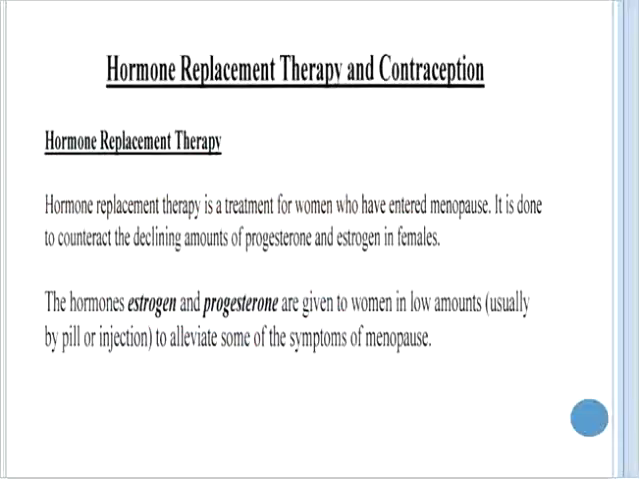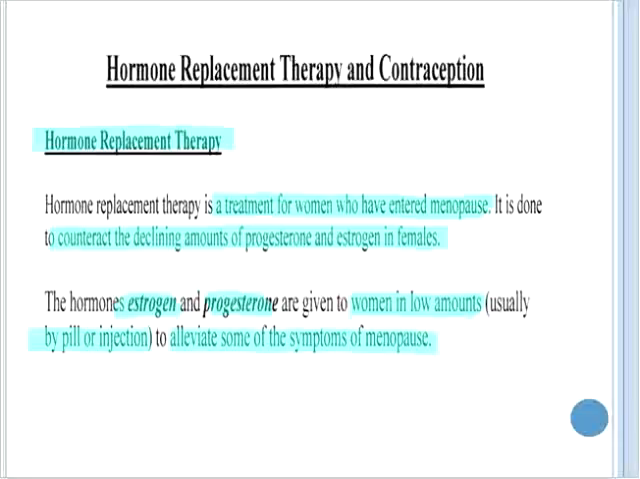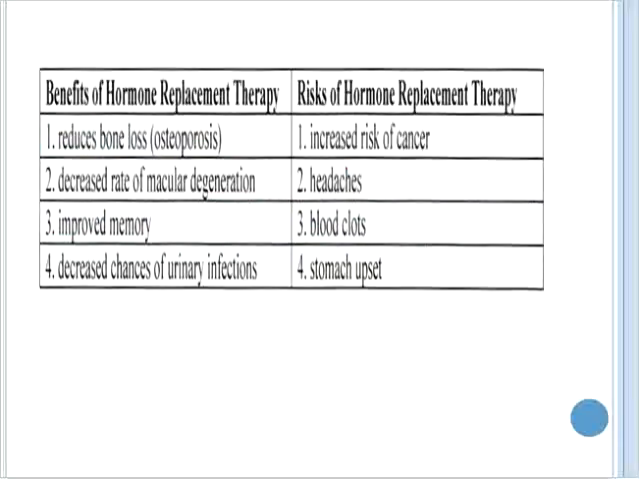To treat this, hormone replacement therapy is often used. Hormone replacement therapy is a treatment for women who have entered menopause. It is done to counteract the declining amounts of progesterone and estrogen in females. What happens is estrogen and progesterone are given to women in low amounts as supplements, typically through pill or injection, to alleviate some of the symptoms of menopause. This is not to say there aren't side effects.